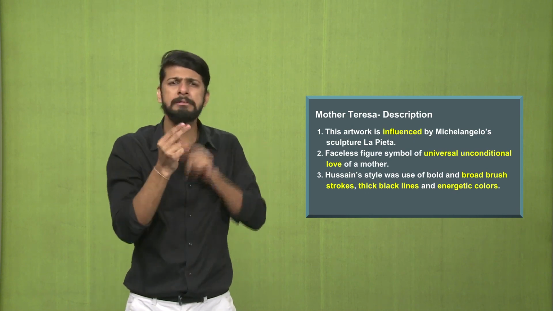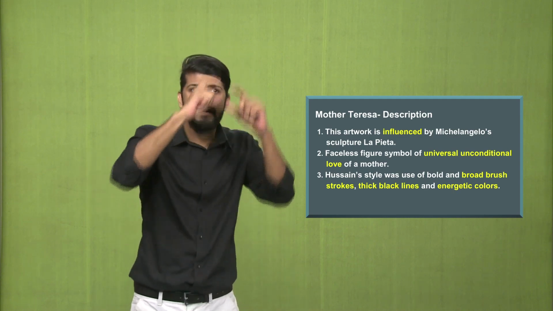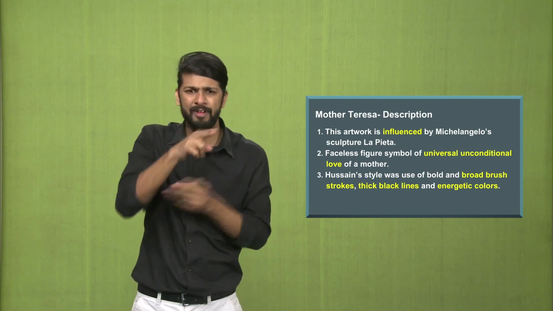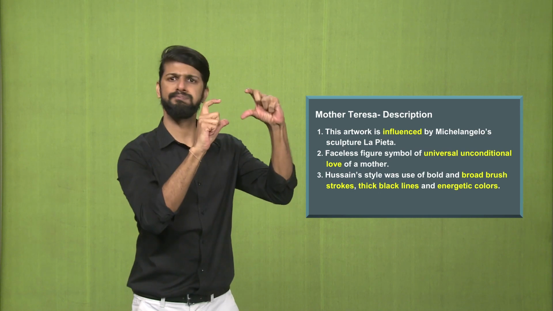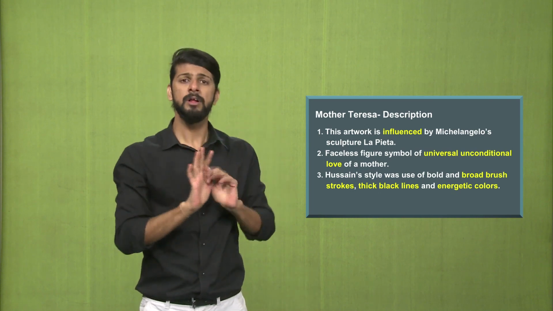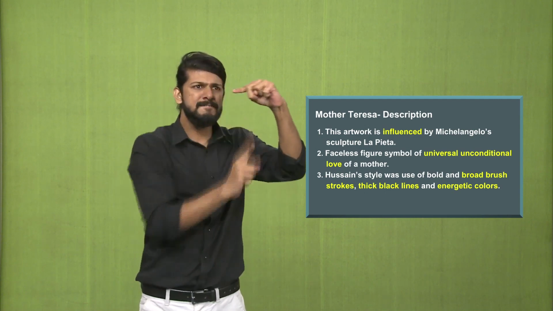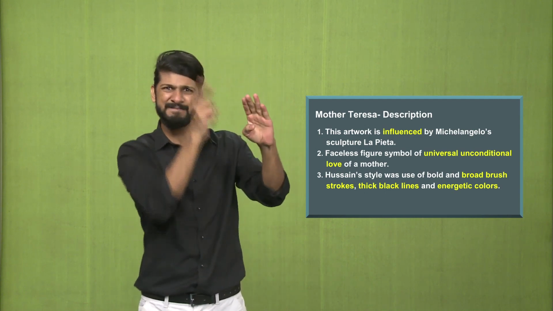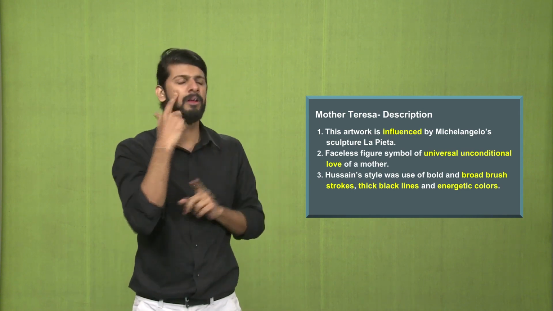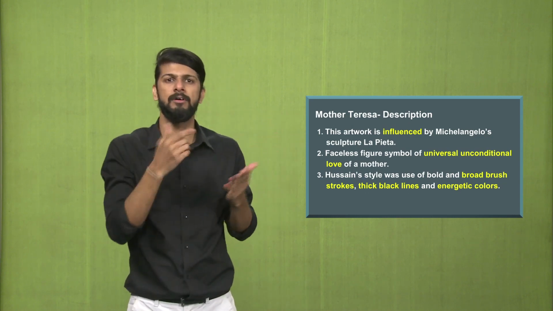You will also notice Hussain's prolific style, which was the use of bold and broad brush strokes. He used a thick, larger brush, which would ensure that the strokes were bold and broad. The lines made in black were also very thick, and the colors were energetic, very eye-catching. That was M.F. Hussain's style.